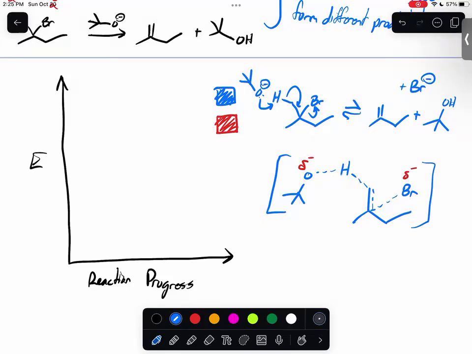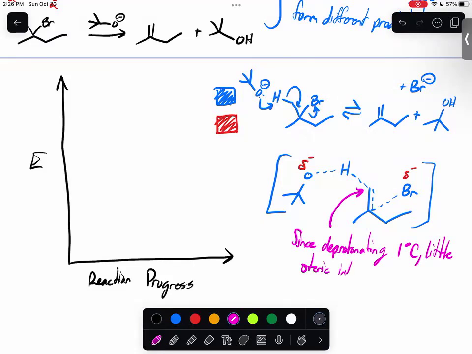So essentially, this transition state is showing that this is relatively fine, right? There is little steric interaction because it's deprotonating from a primary. And from that primary, the only other things that are there are two other hydrogens. So essentially, we're saying that since we're deprotonating a primary carbon, there's little steric interaction, which is great, right? That means that our activation energy is going to be relatively low.